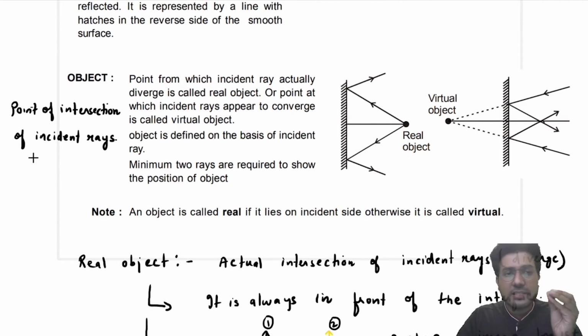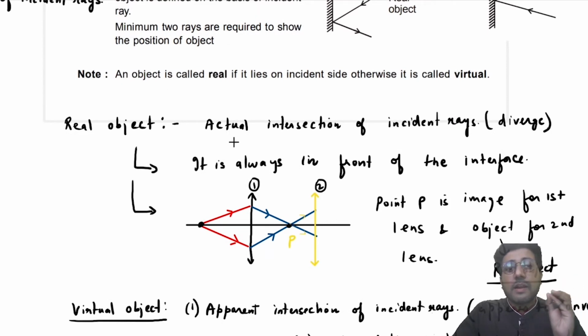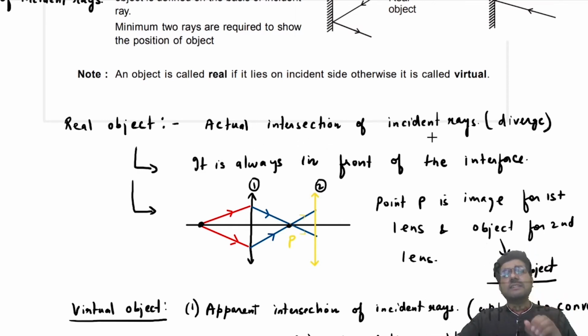First we will discuss what is a real object. See, in a real object there is actual intersection of incident rays. Again I'll repeat, in a real object there is actual intersection of incident rays. So here this is an optical instrument, it can be anything. I have drawn it as a lens here, but it can be anything. This is the optical instrument and this is the object. Now from here you can see that the light ray is diverging, it is a divergent beam.